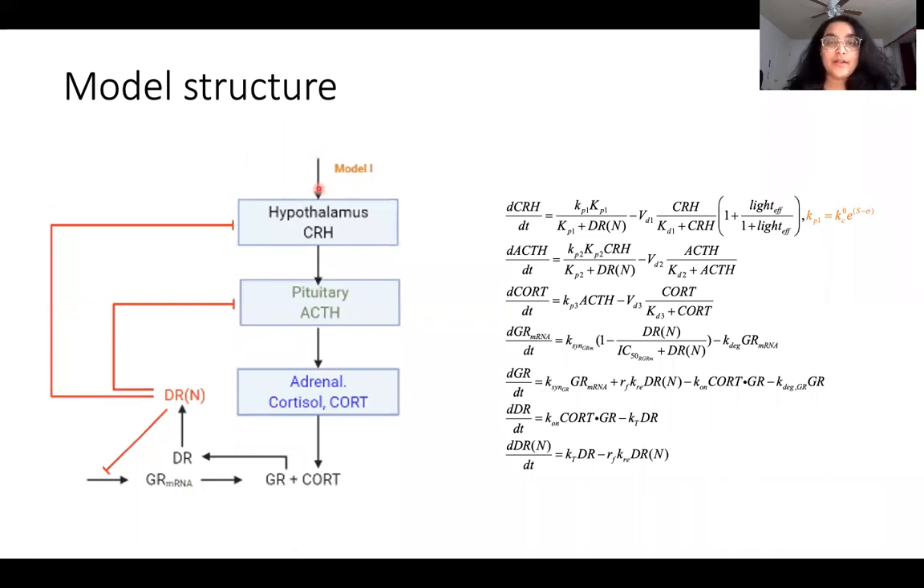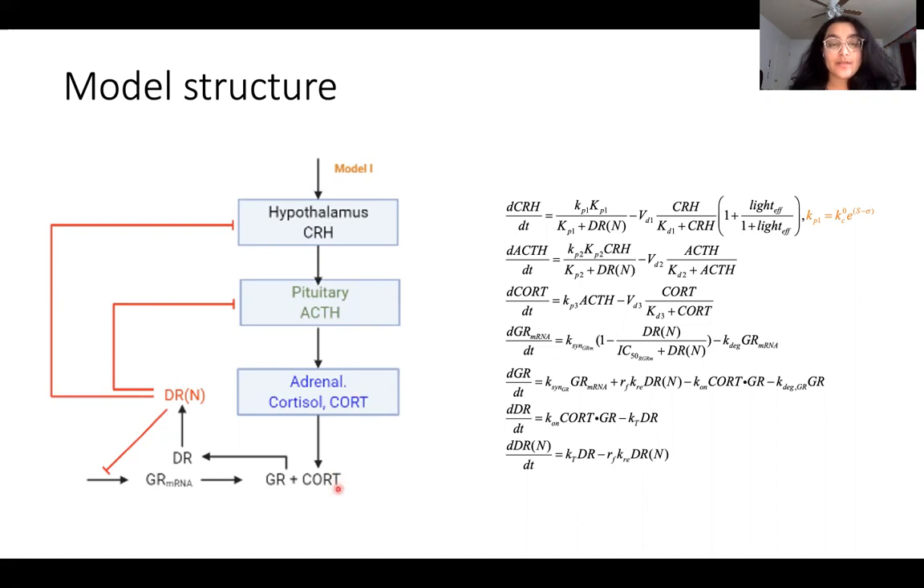This arrow here is essentially representing KP1, which is not only the value through which we have CRH being stimulated to be secreted by the hypothalamus, but it represents an overall activation of the HPA axis. It's also one of the terms through which we will be introducing sensitization, which I'll later discuss. So the hypothalamus then stimulates the pituitary gland to secrete ACTH, which stimulates the adrenal glands to secrete CORT.